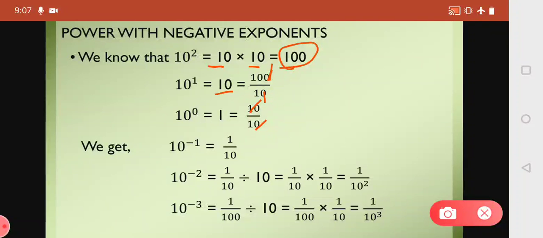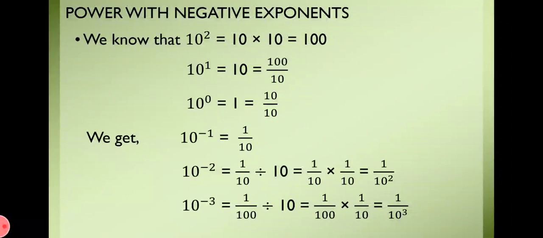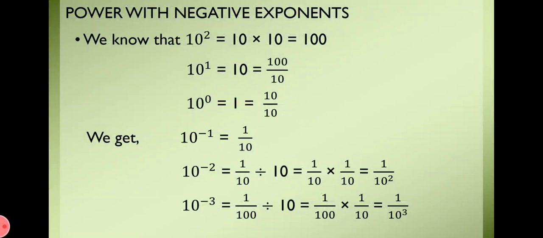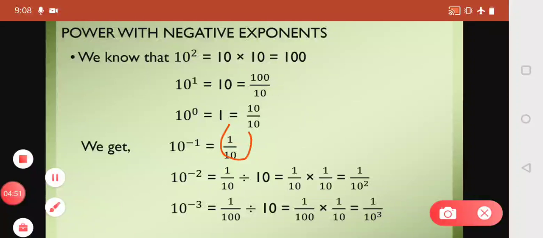So, this is for positive powers. But what if it is a negative exponent? We get 10 raised to minus 1 as 1 upon 10. Minus 1 represents that it is the reciprocal of 10. So, we write 10 raised to minus 1 as 1 upon 10. Here you can see that we have written 10 raised to minus 1 as 1 upon 10.